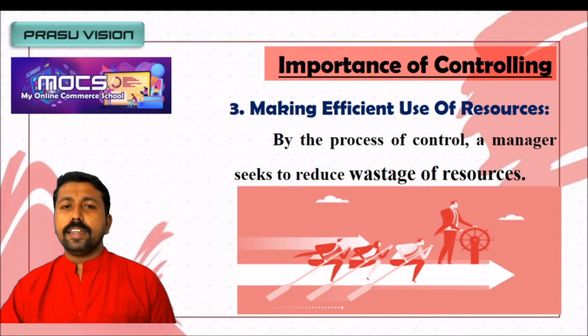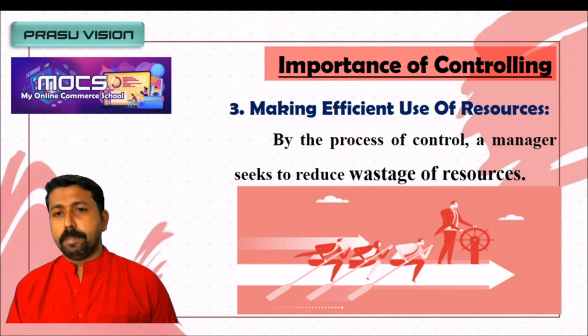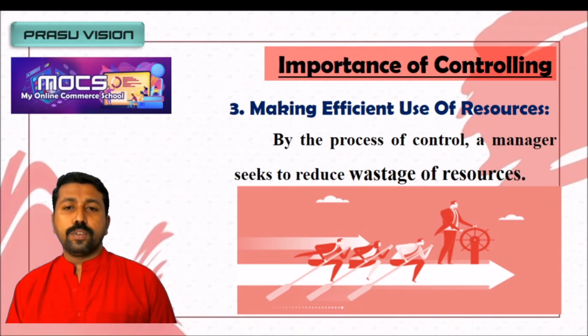Third, it helps in making efficient use of resources. Already I told you there are three different resources: human resources, material resources, and financial resources. Only through proper controlling steps can the manager make the maximum utilization of all resources. Only through proper supervision, with the help of the foreman, can we utilize the skill of workers maximally. Also, the supervision of the workers at the production area helps to reduce the wastage of resources.